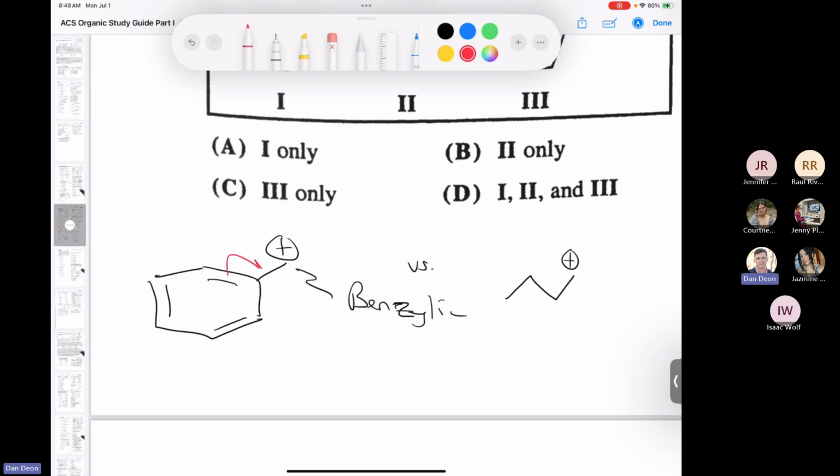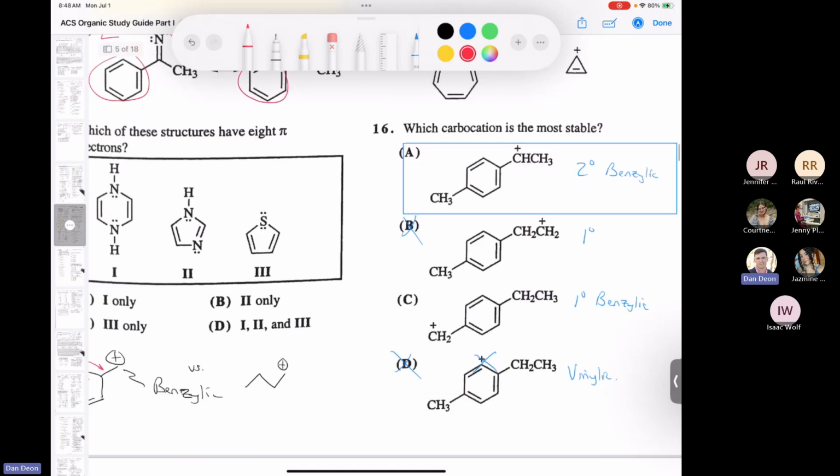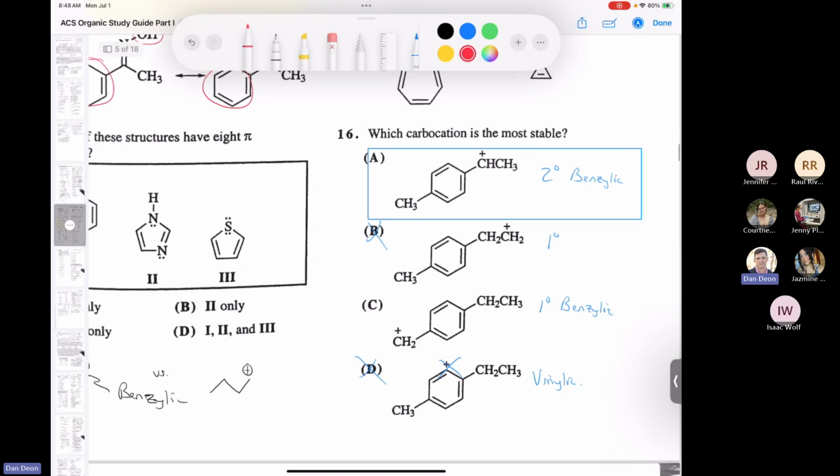Because this one, I can draw a whole bunch of resonance forms for it, okay? So a primary benzylic isn't that unstable. It's more stable than a tertiary carbocation. All right, does that help? Little short SparkNotes lesson on benzylic carbons, okay? They're not a bad thing. They're a good thing, okay, as far as carbocations are concerned. Okay, cool. Let's move on.